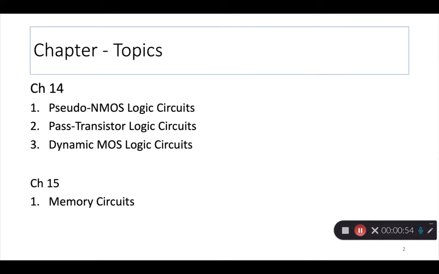Okay, all right. So this is the table of contents, or topics, for this week's activity. In Chapter 14 we have 1, 2, 3, of which most of the focus will be on 2. I may mention a little bit on 1 and 3. And then next class we'll do just topic 1, which is 15.1 from the chapter on memory circuits.